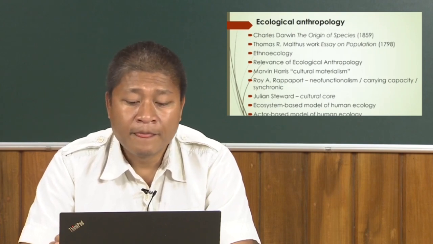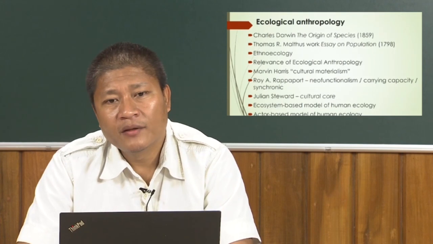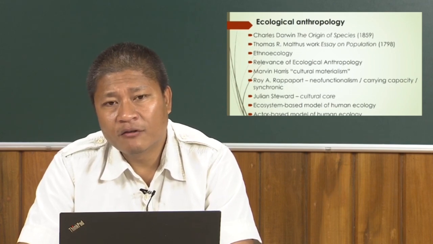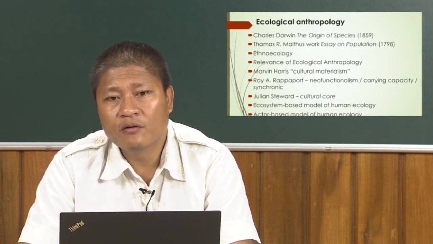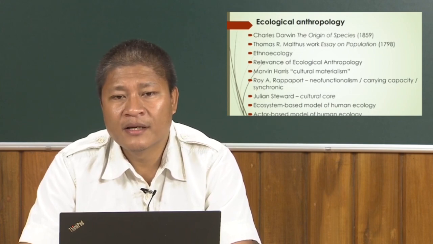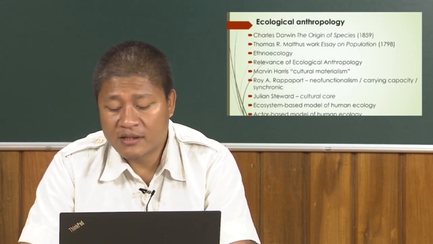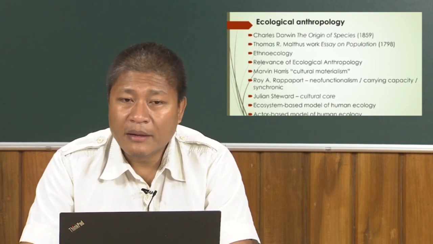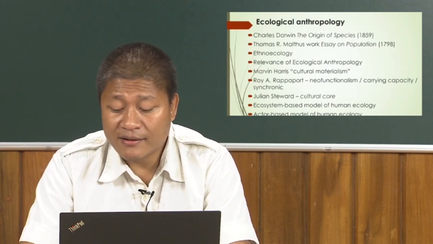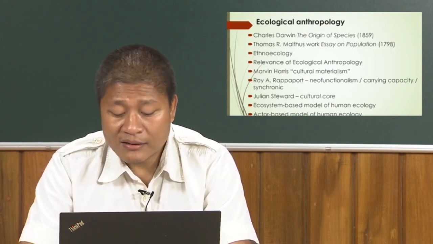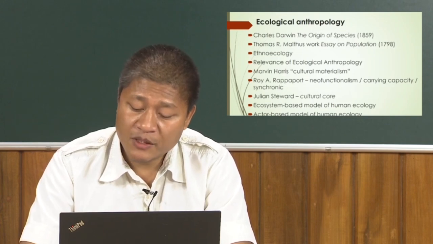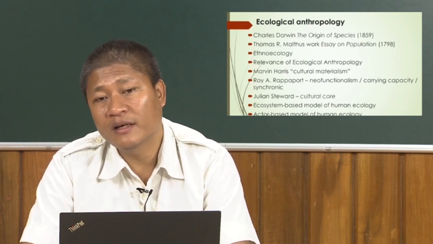Now, moving ahead, there are two models developed within ecological anthropology. The first one is the ecosystem model of human ecology, and the second is the actor-based model. Now, what then is the ecosystem-based model? The American anthropologists Andrew Vayda and Roy Rappaport suggested that instead of studying how cultures are adapted to the environment, attention should rather be focused on the relationship of a specific human population to a specific ecosystem.